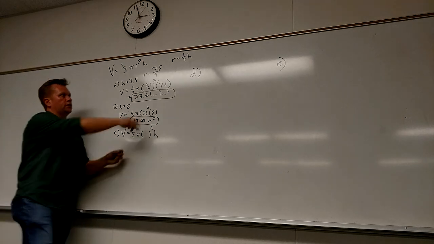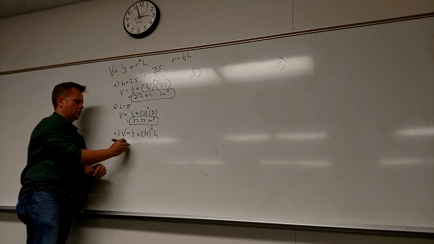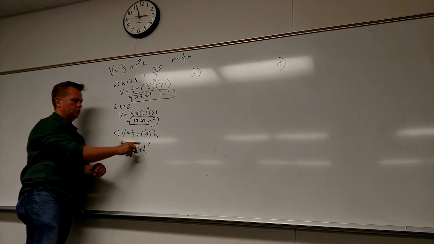Part C, you just got to plug in there this relationship, right? 1/4 h. So your volume is 1/48 pi h cubed, right? 16 times 3.